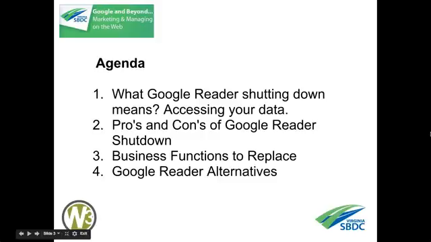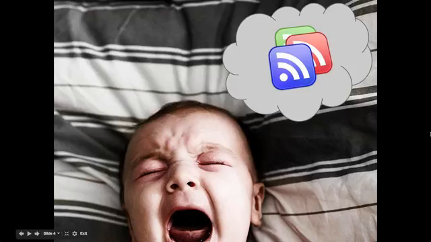So going forward on the agenda, we're going to talk about Google Reader's shutdown and really what it means. And then, of course, I'm going to take you through and show you how to access your data so that you can get access to that. Then we're going to talk about the pros and cons of Reader's shutdown, why Google made the decision, and really what the shutdown means for us. The business functions that we need to replace in order to really go on without Google Reader if you happen to be using it right now. And then we'll talk about the actual Google Reader alternatives, the tools that we can use to replace Google Reader.